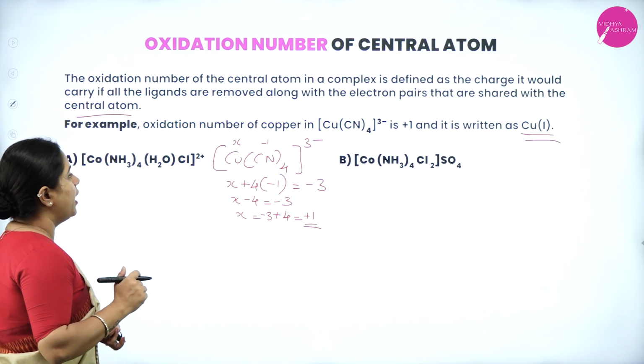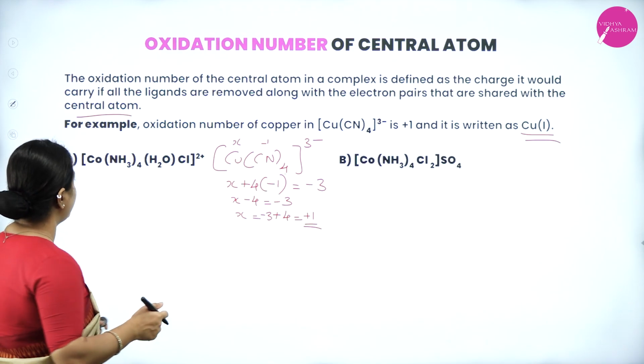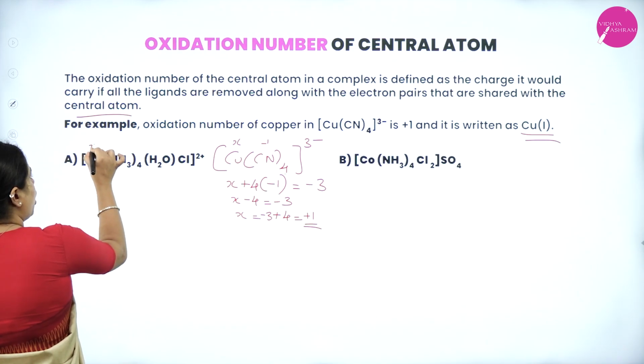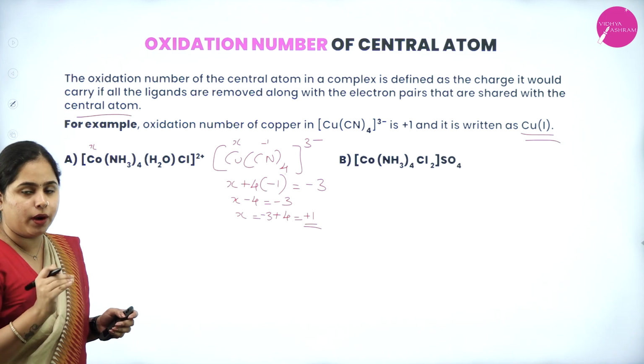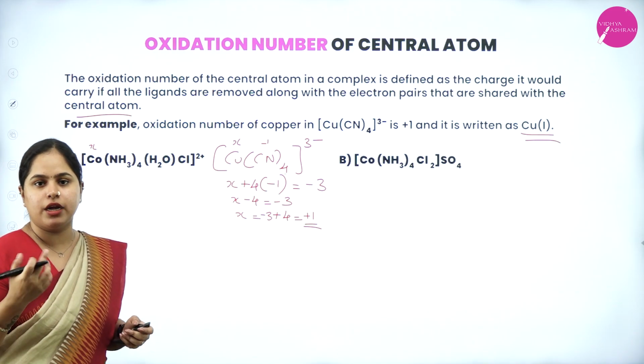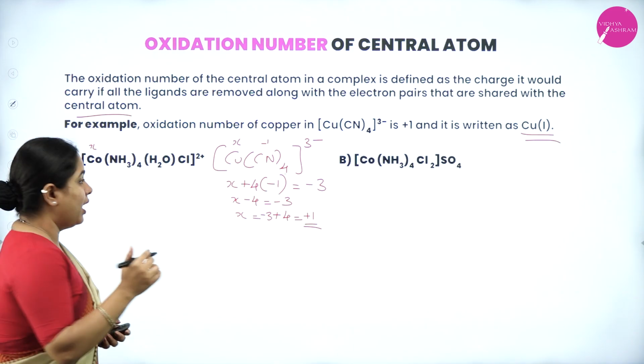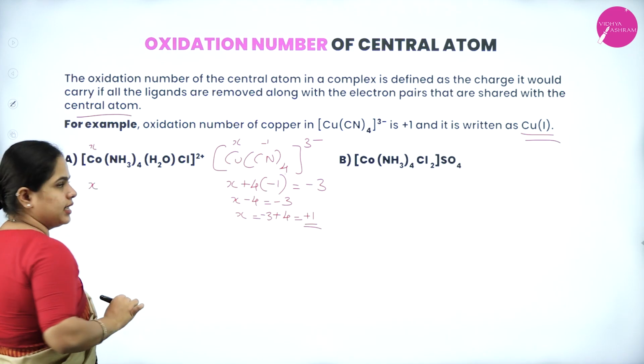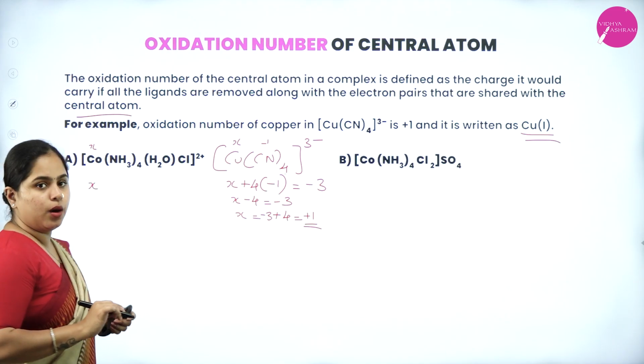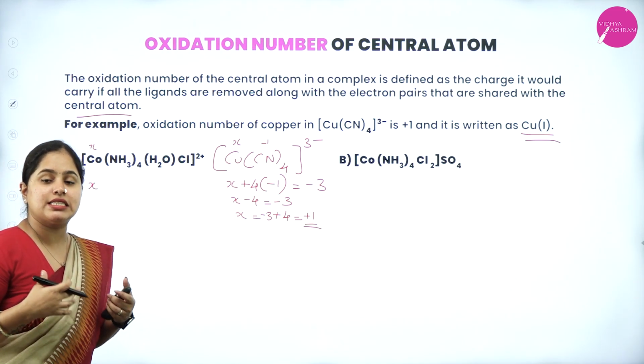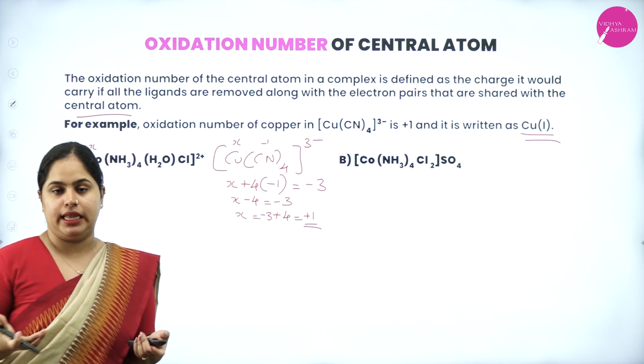[Co(NH3)4(H2O)Cl]2+. Okay, so here also I do not know the oxidation number of cobalt. That is my central metal atom. I do not know the oxidation number, so I keep it as X itself here. Now the next one is ammonia. It is actually called ammine, A-M-M-I-N-E, ammine.